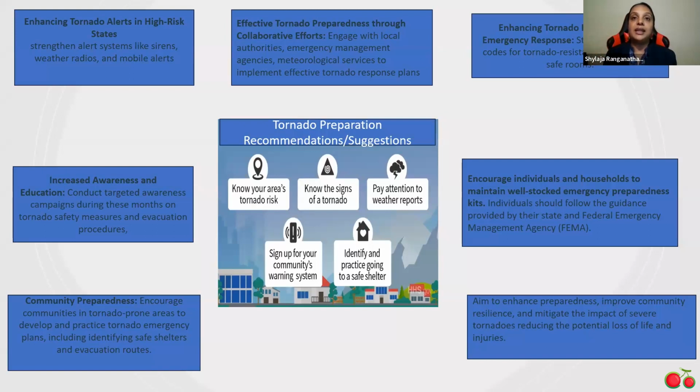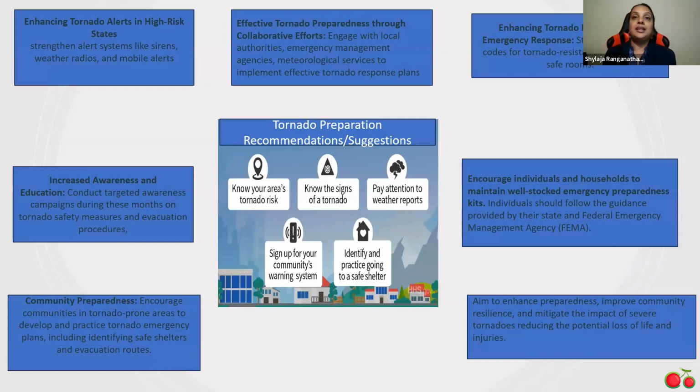We can have tornado sirens. We can do it more advancedly, like having mobile communication, mobile alerts, and we can engage with local authorities, meteorological service, weather service, and FEMA, government service, so that we can come up with an effective tornado response plan. Then we can strengthen the buildings which are prone to these tornadoes, practice evacuation drills, and conduct an awareness campaign, all that.